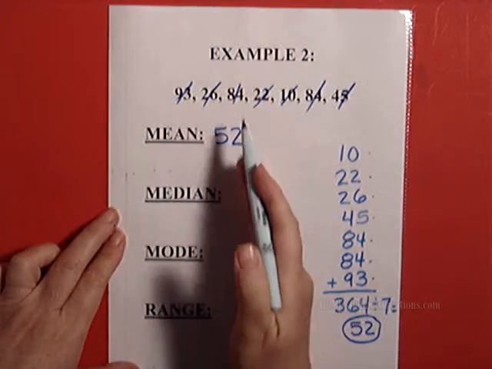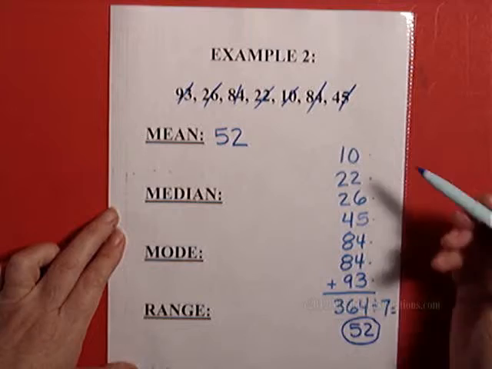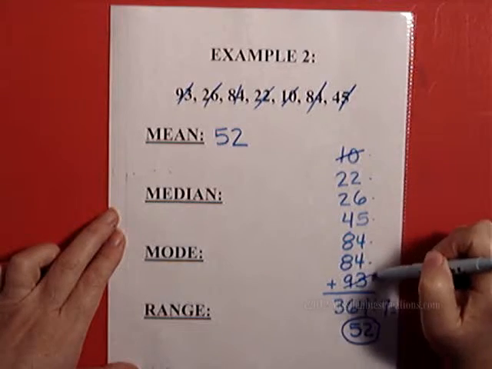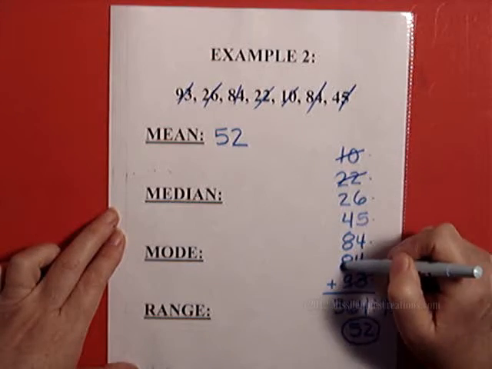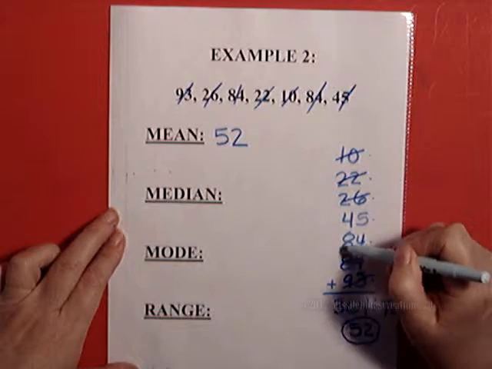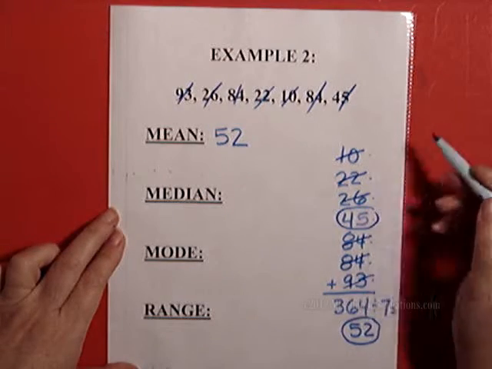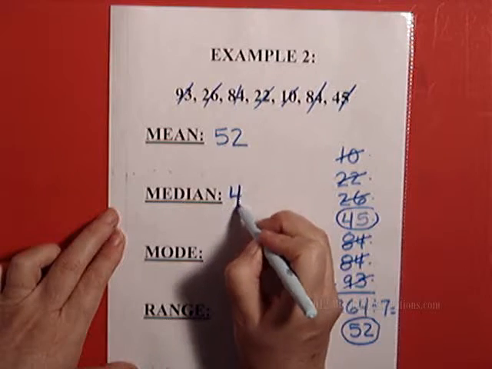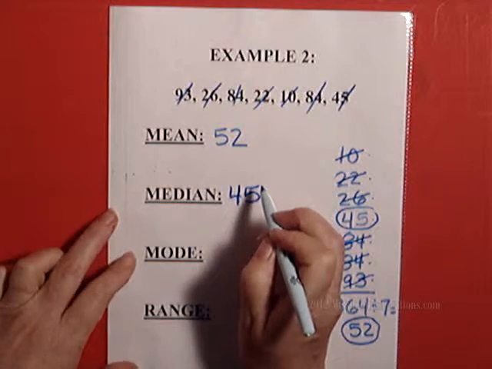Median, remember the median when you're driving, it's in the middle. So you start with the top and the bottom, cross those out, cross the top, the bottom, the next one, and you find out that 45 is in the middle. So 45 is your median number.